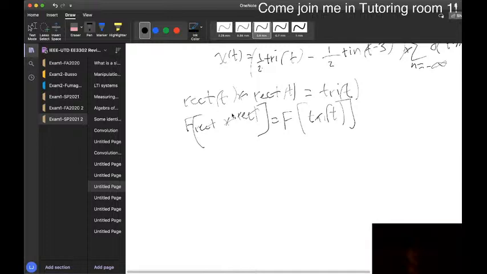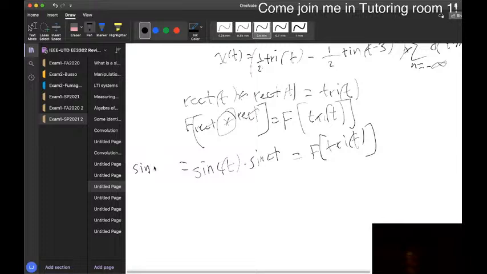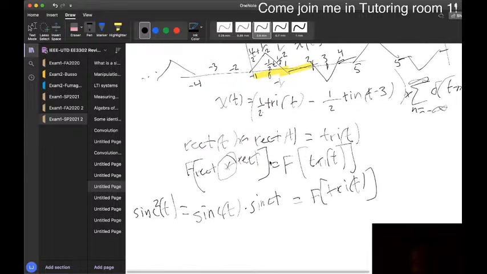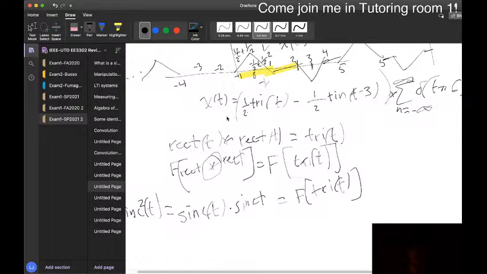And the Fourier transform of a convolution is multiplication in the frequency domain. So we get a sinc t times a sinc t is equal to the Fourier transform of a triangle. You might actually say this is sinc squared of t. So that's that. So the way that you would do this is just take the Fourier transform here.